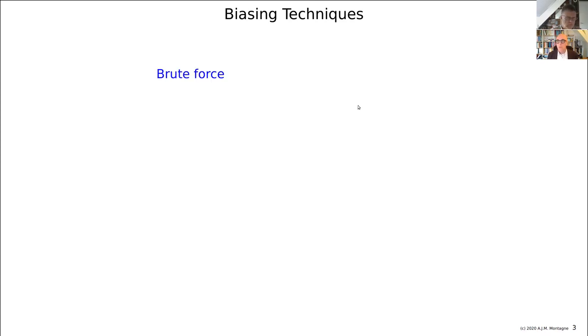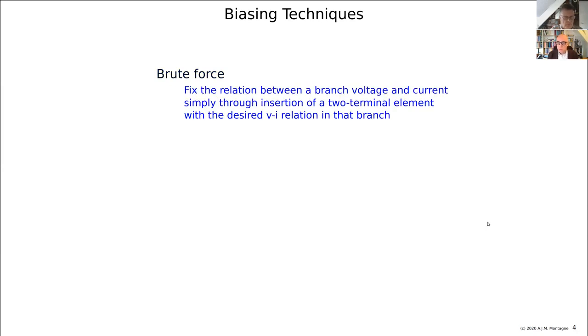So let's start with what is brute force? What is a brute force technique? A brute force technique is a technique in which you fix a relation between a branch voltage and a current simply by inserting that relation there with a device like a nonlinear resistor or a resistor or whatever. That is called brute force.